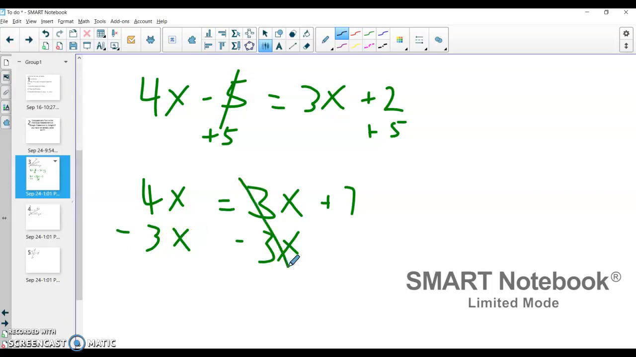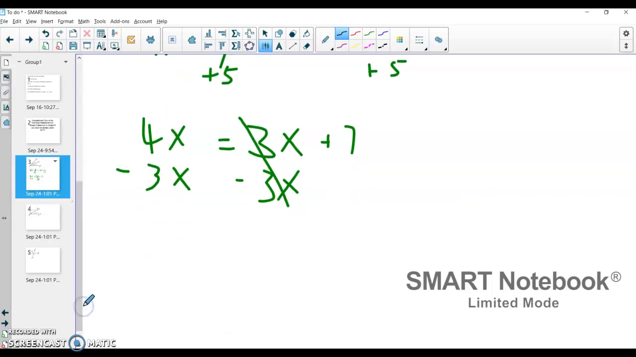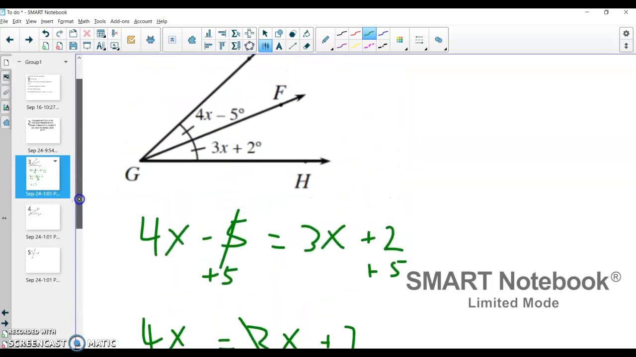That's going to go away because 3x minus 3x is 0. And then 4x minus 3x, that's the same thing as 4 minus 3, which gives you 1x. Most people just write that as x. And that's going to be equal to a positive 7. So x equals 7 is my x value.